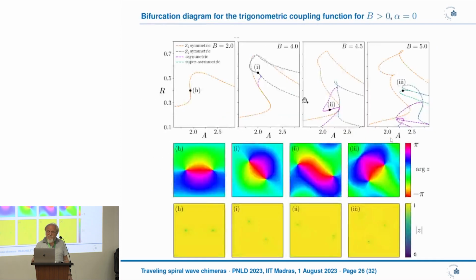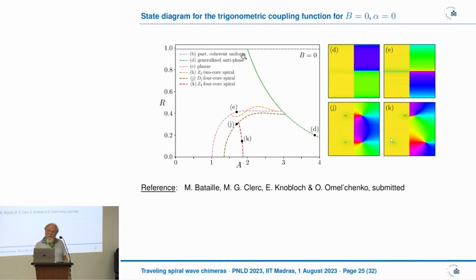In the case B equals 0, this is what the order parameter as a function of A would look like. So this is for B equals 0 and alpha equals 0. And so here is the primary, so this is the incoherent state. Here's the primary branch. It generates a kind of line incoherent region here. And then there's a number of secondary bifurcations that we predict, and we can follow the branches that appear in those bifurcations. And the solutions that we find are shown over here. There is a four-core state. There is a different type of four-core state with different symmetries and so on.